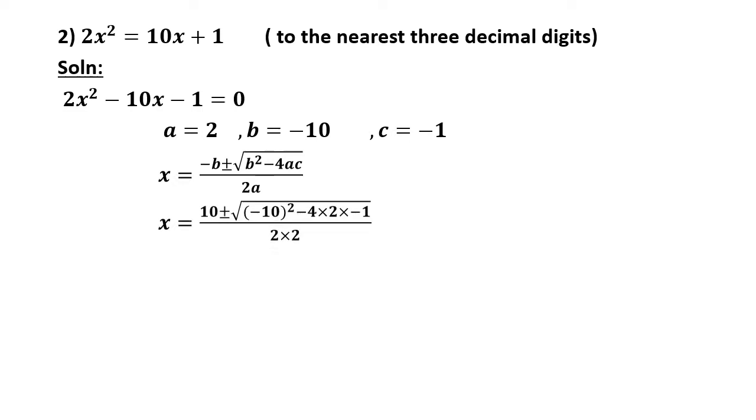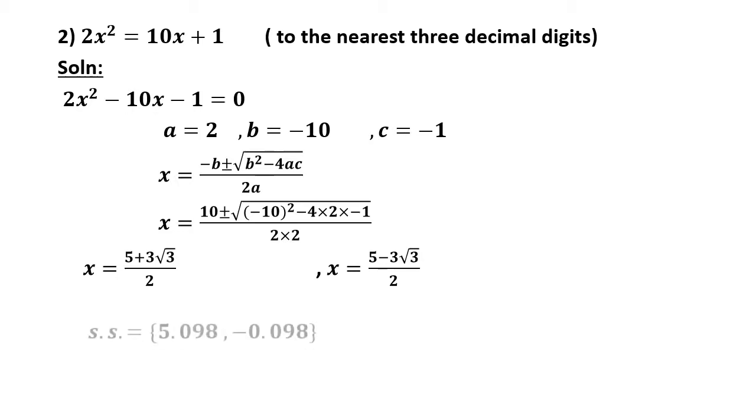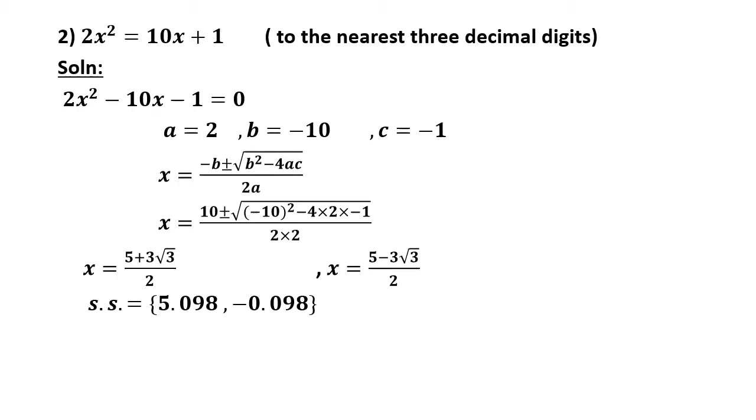By using the general formula, negative b positive or negative square root of b² minus 4ac over 2a. By substituting, it will be positive 10, positive or negative square root of negative 10 all to the power 2. Don't forget the brackets. Minus 4 times 2 times negative 1, over 2 times 2. Then we have two solutions. The first one is positive and the second is negative. By approximation to the nearest 3 decimal places, the solution set equals 5.098 and negative 0.098.